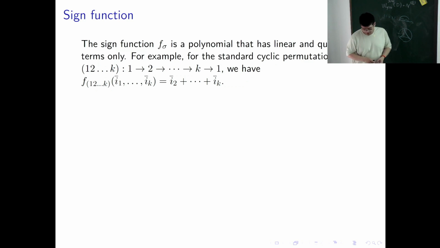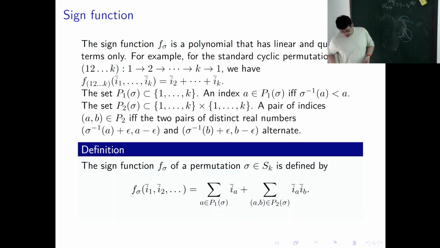You can say that for a standard cyclic permutation 1 to 2, 2 to 3, k minus 1 to k, and k to 1, there is a sign function I2 bar plus I3 bar to Ik bar. And the way to define this sign function is you get two parts. One is the linear part, another is the quadratic part. So basically, you get a port from left to right.